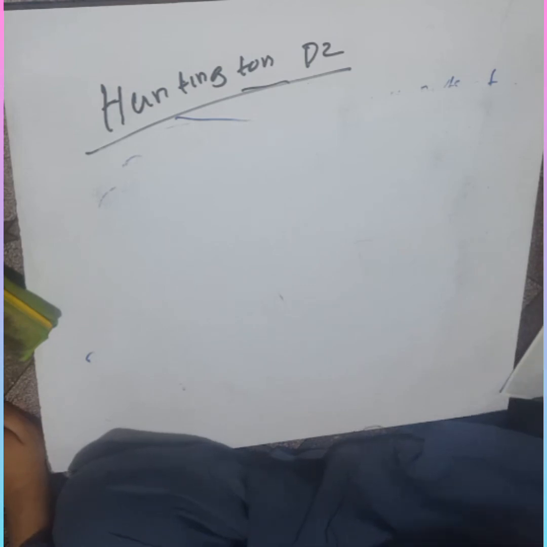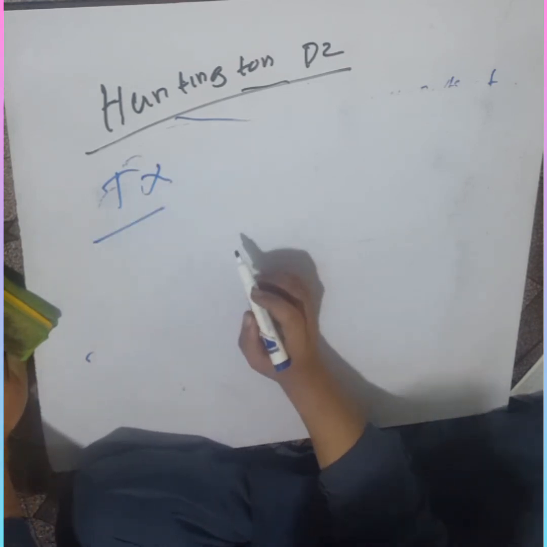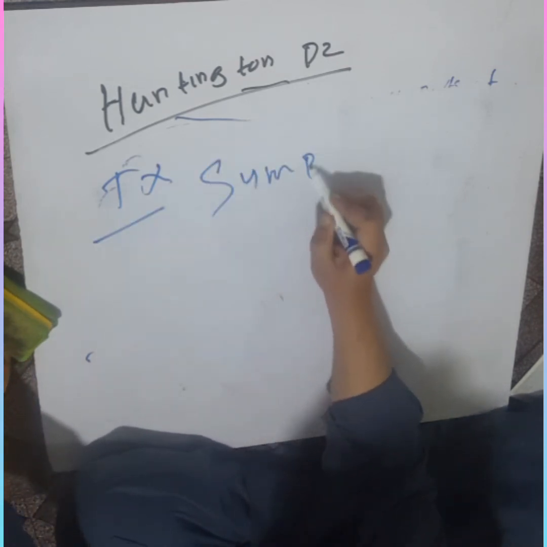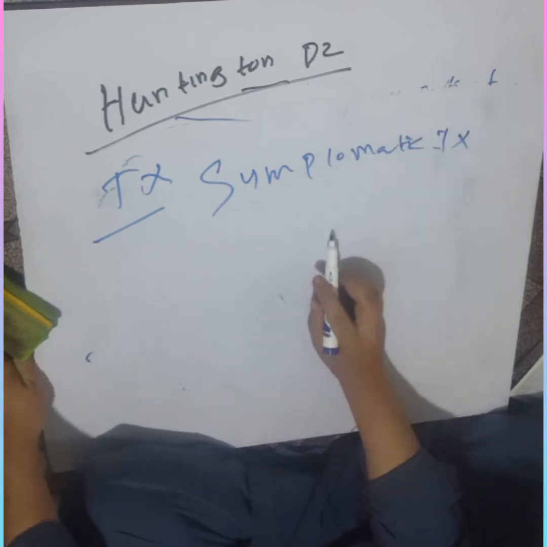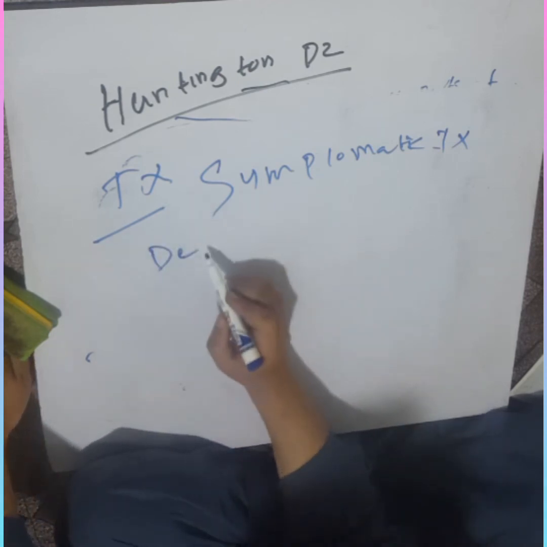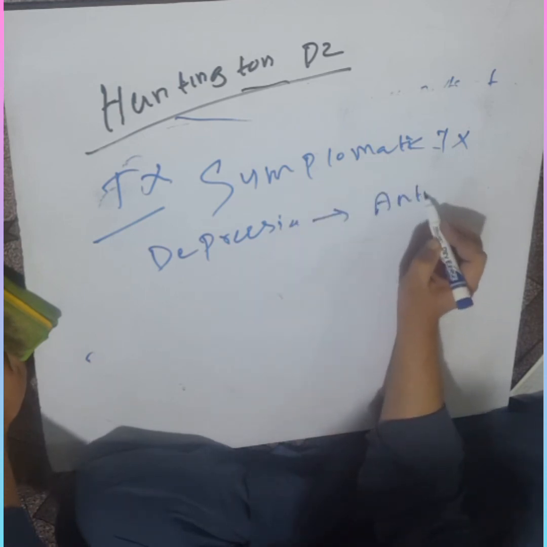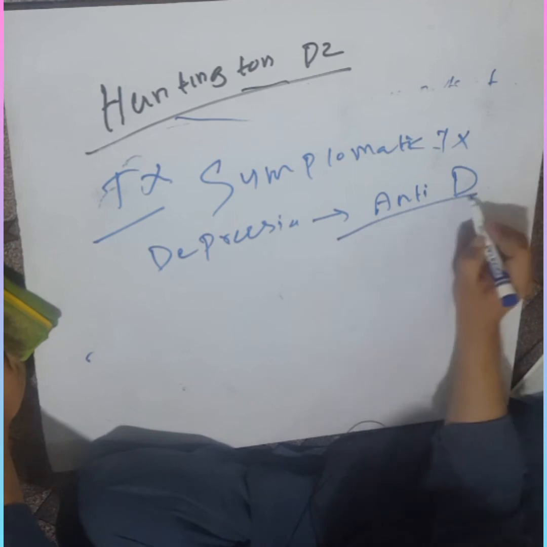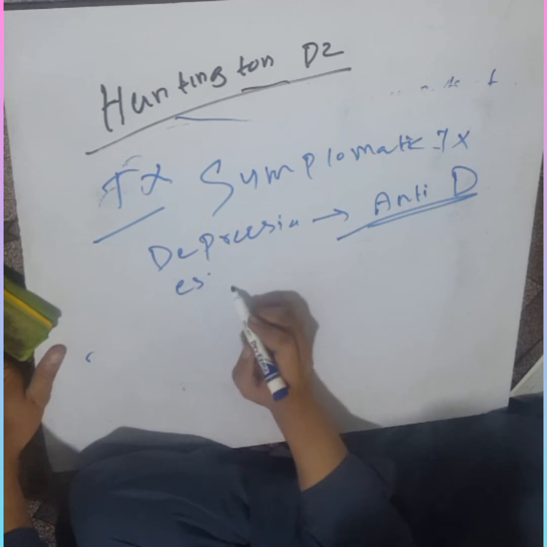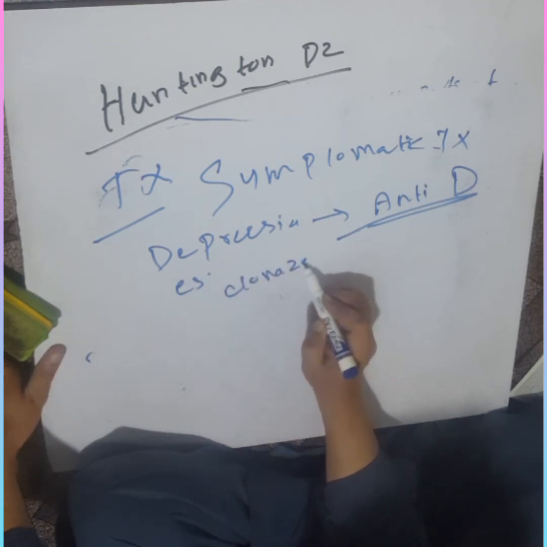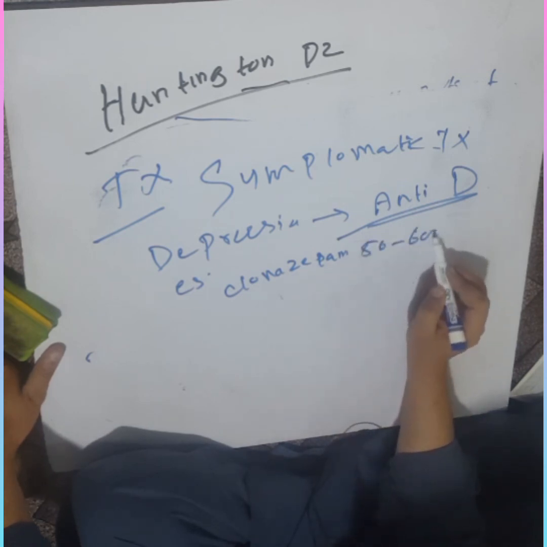Now we will discuss the treatment of Huntington disease. We give symptomatic treatment. For example, if the patient has depression, we give an antidepressant. Example is clonazepam. The dosage is 50 to 600 mg per day.